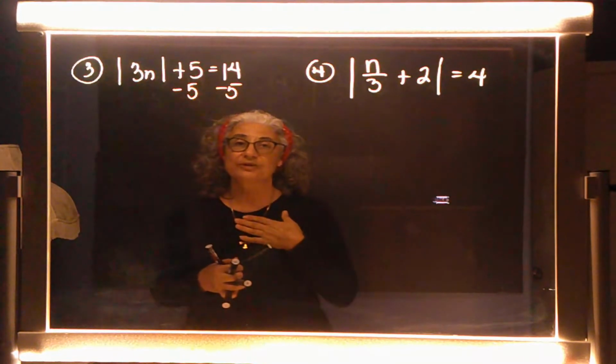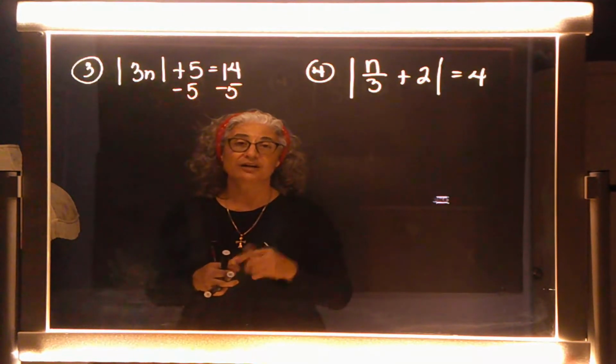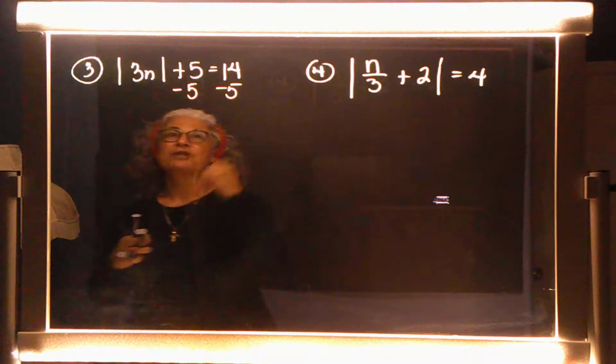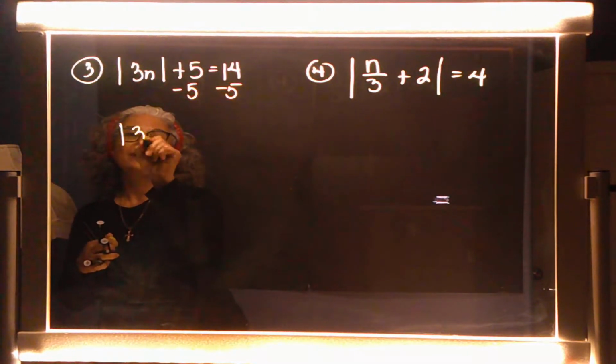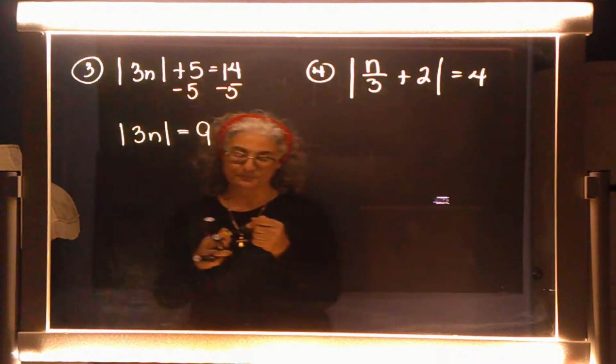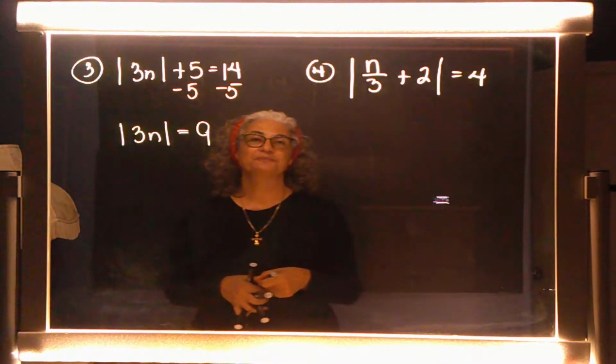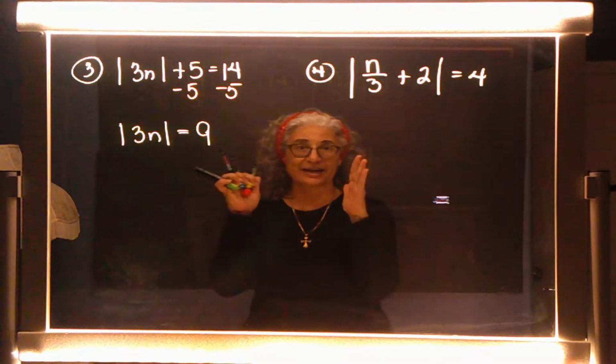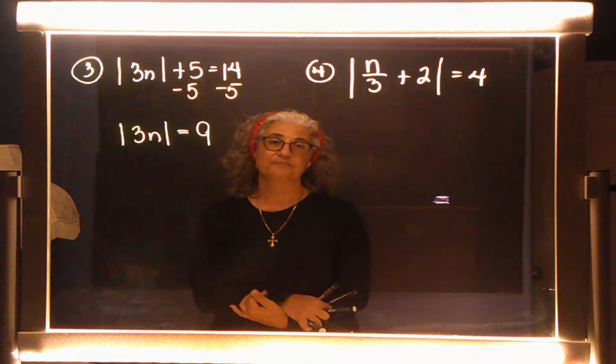I may not always do it, but you better do it for yourself. Got it? Okay, so that leaves me the absolute value of 3n equaling 9. Good. Now, the n is inside the absolute values, isn't it?